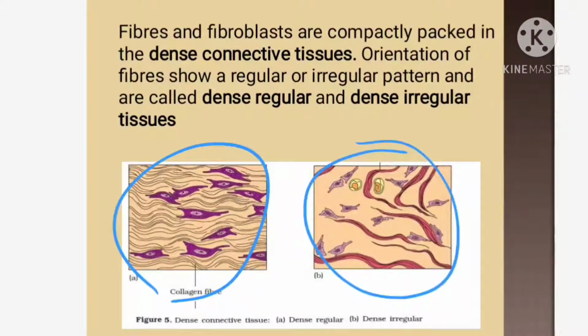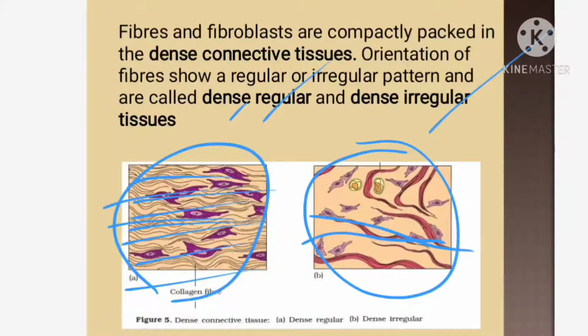In between, you can also find the colored part, and there are cells present. So dense connective tissue is of two types: one is regular and another one is irregular. I told you, right? So what is regular and irregular? Regular means the pattern, how they are arranged. You can see the fibers are arranged in a regular manner, then we call it the dense regular.